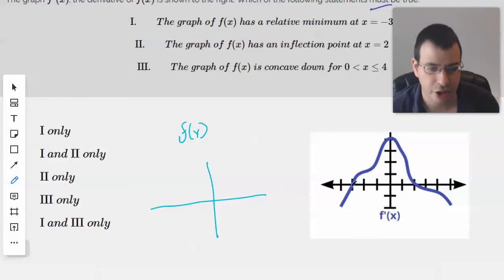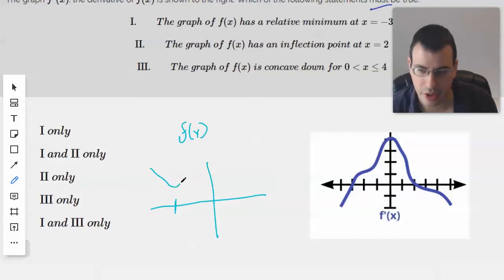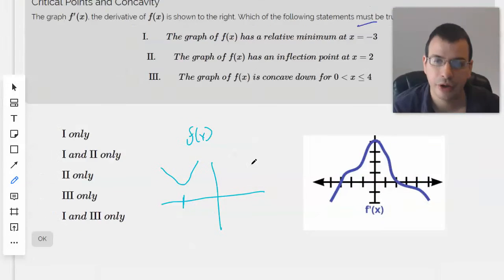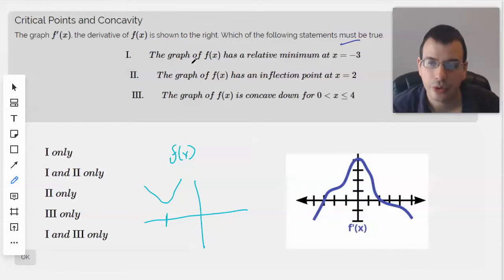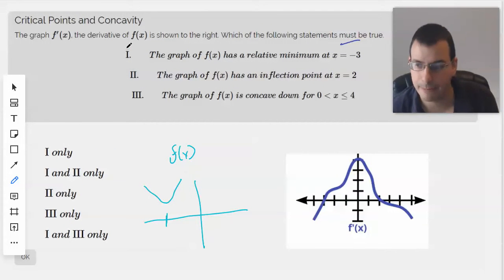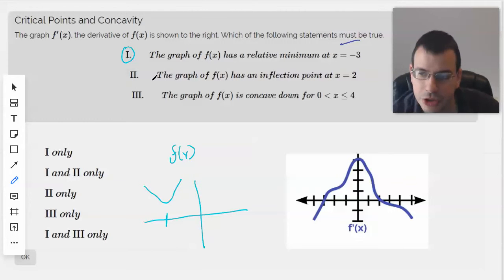So for f of x, the slope at -3 goes down, and then it goes up. So you have a negative slope here, less than -3, followed by a positive slope. So, yes, there is a relative minimum at x equals -3, because you get this downward slope, followed by an upward slope. Okay? Number 2, the graph of f of x has an inflection point.